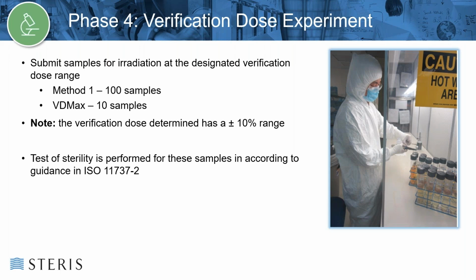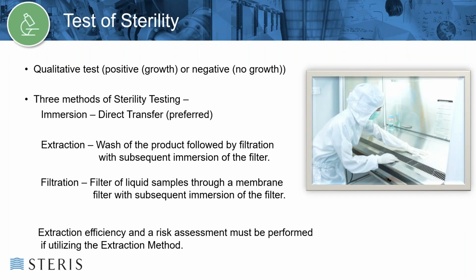The verification dose range determined has a plus or minus 10% range. If the dose used is less than 90% of the result, or less than 90%, and the results of the sterility test are negative, the results are acceptable. Tests of sterility are performed for these samples, and results are evaluated according to the corresponding radiation standard.